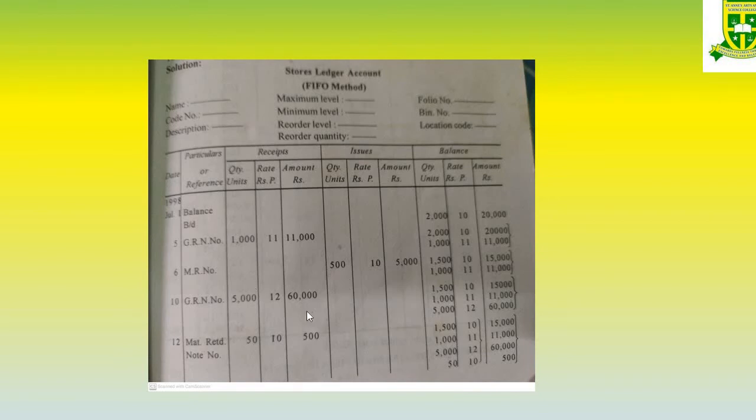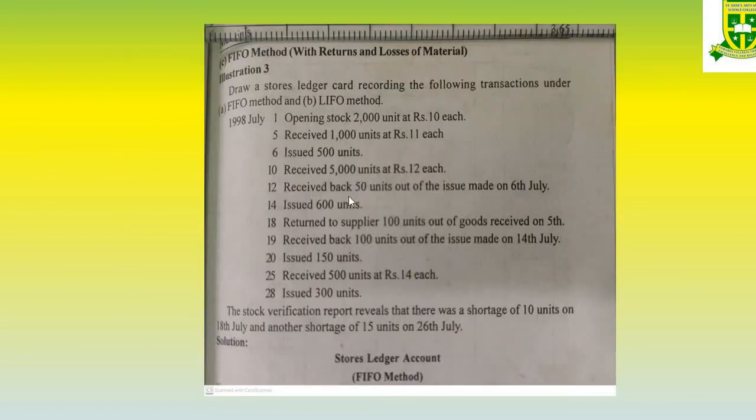So I repeat once again, we issued to the manufacturing process. Now they are returning back. How much are they returning back? 50. See the date; surely they would have given the date from which they are returning. They said from July 6th we issued, from that they are returning back. So how much did we issue on July 6th? 500. From the 500 they are returning 50. What is the cost per unit of that? 10. So 50 into 10, which is 500. So now add all the stock items there. Now the 12th entry is over.